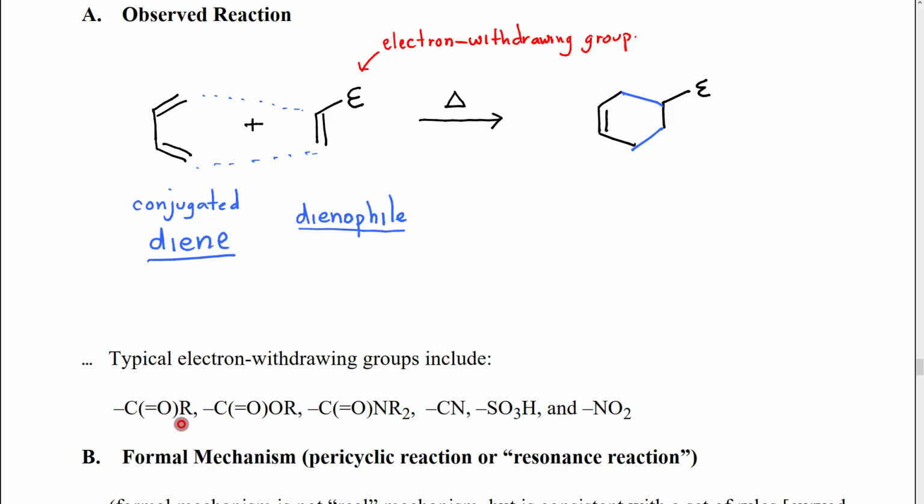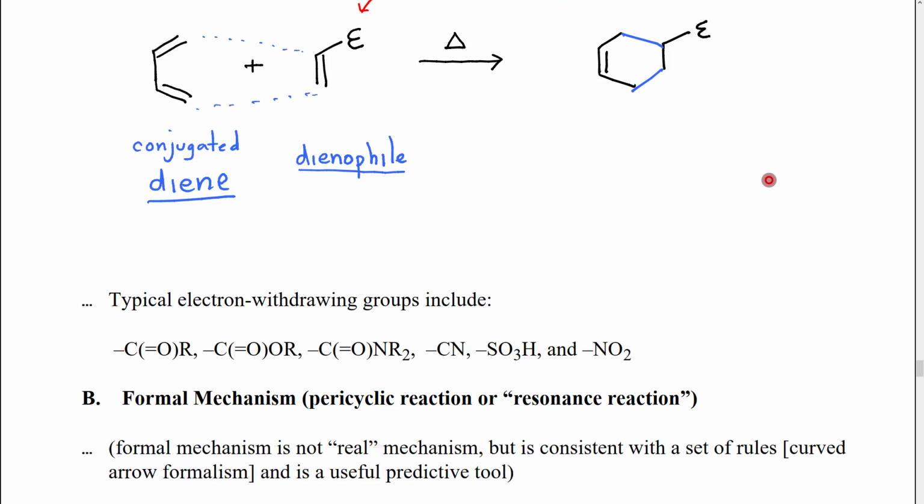So we have ketones, aldehydes, esters, amides. We also have C triple bond N, where the C triple bond N is conjugated. We have SO3H, which is more complex in how it interacts. And we have NO2, which also has double bonds, conjugation, and in fact has positive charges inside of its Lewis structure.